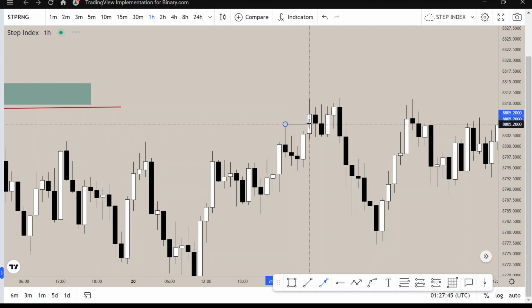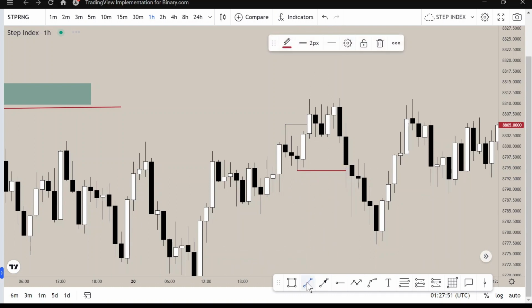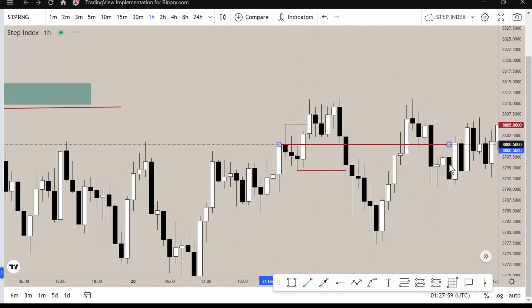So manipulation of this high, right? And we have a break of structure to the downside here. And let's identify our QML line. Always identify your QML line first. So we have this QML line, extend it to the right.